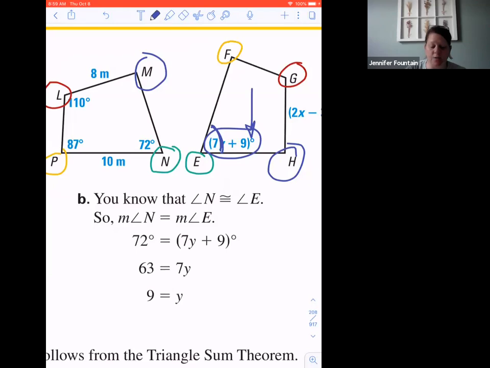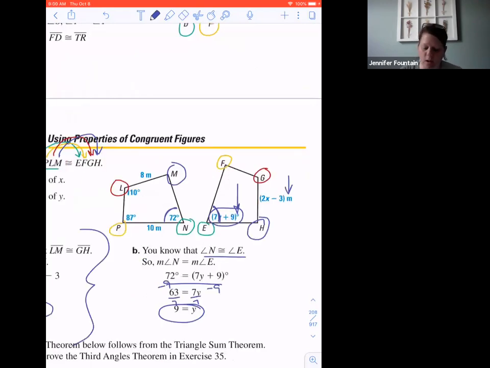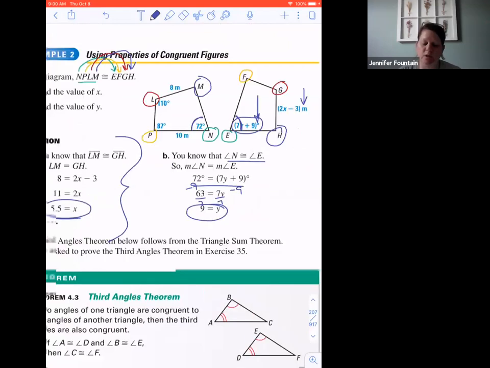So I know that angle E and angle N correspond. I see that angle E is 7y plus 9 and angle N is 72. Since they are congruent, that means they're equal to each other. So I can set up an equation where 72 is equal to 7y plus 9. First of all, subtract 9 from each side, then divide by 7, and you find that y equals 9. Any questions on how we were able to figure out how to set up these equations?